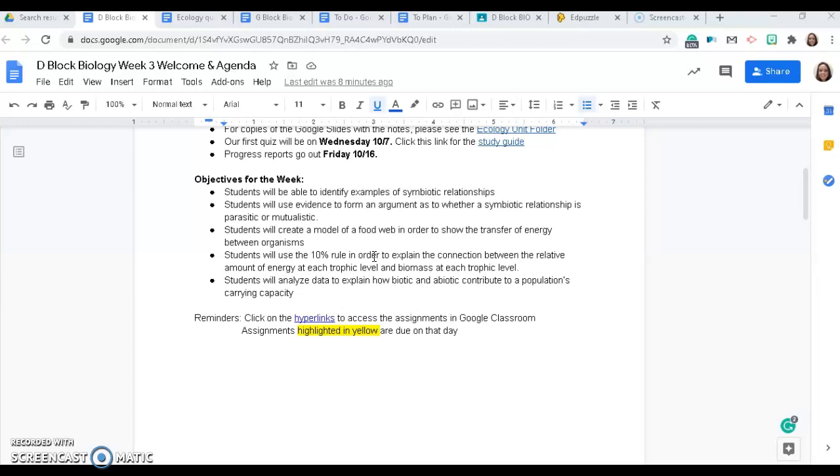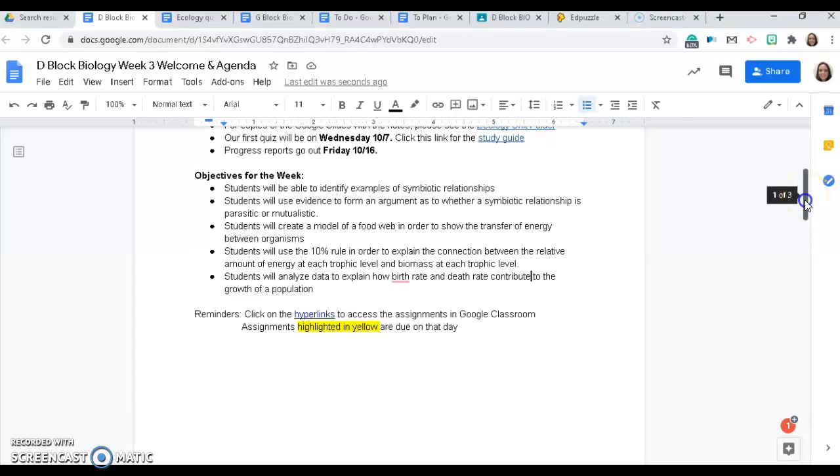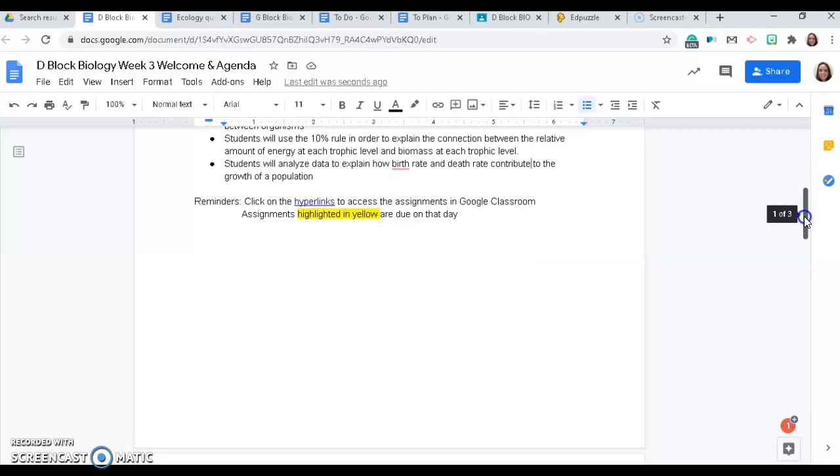And we'll do an activity all about population growth. So you will be analyzing data to explain how birth and death rates contribute to the overall growth of a population.